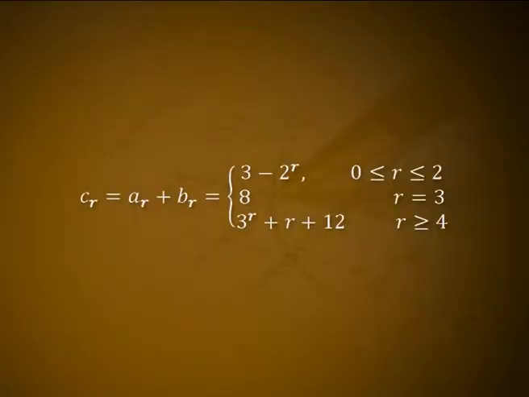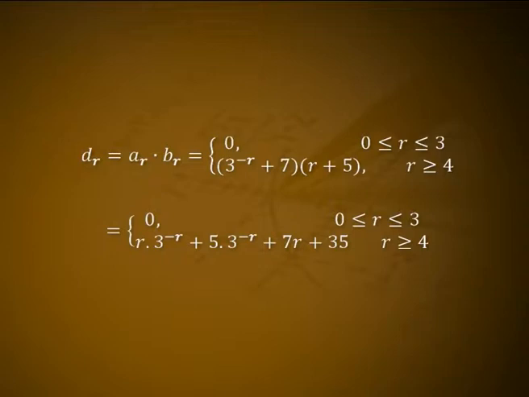Solution. Let c be the sum of two functions a and b, then c(r) is equal to a(r) + b(r), which is given by 3 - 2^r for 0 ≤ r ≤ 2, 8 for r equal to 3, and 3^(-r) + 12 for r ≥ 4.